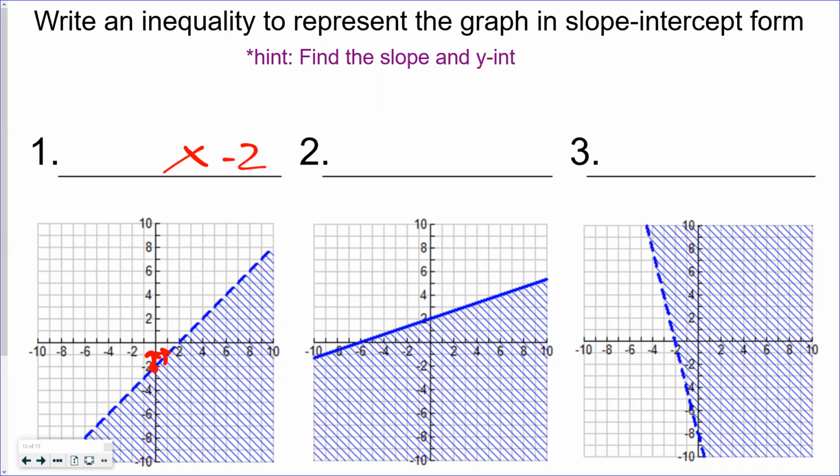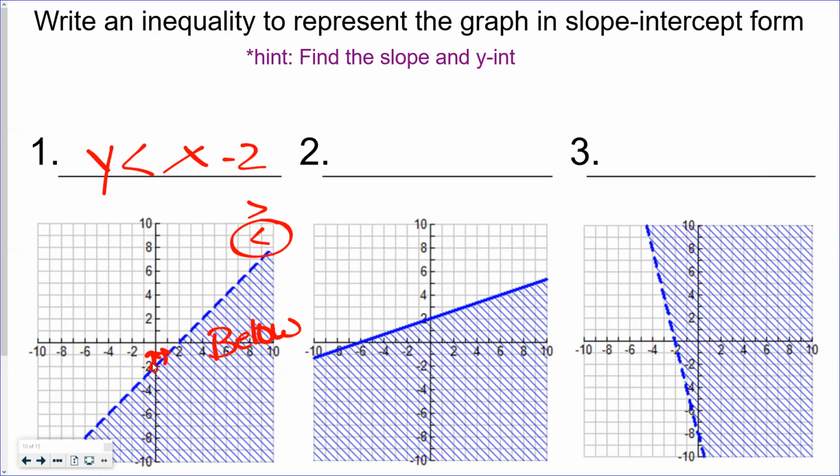Notice I have a dashed line, so I'm either going to be less than or greater than. My shading is below, which tells me that I want to have less than. So my inequality is y is less than or equal to x minus 2. Why don't you pause the video and try the next one?